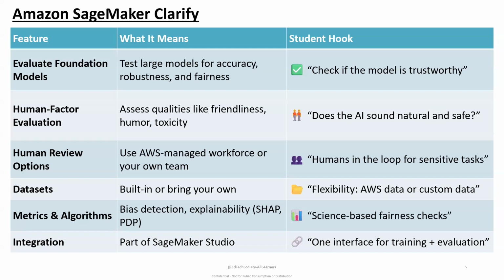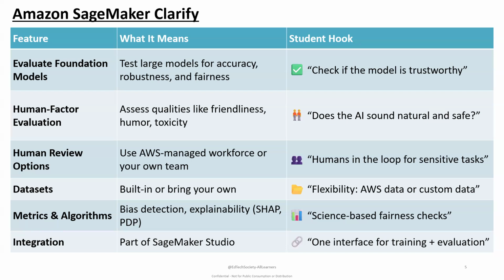For the human review option, you can use an AWS managed workforce or your own team, so human in the loop for sensitive tasks. Data sets can be built in or bring your own. You can have your own data sets. Metrics or algorithms, obviously bias detection, explainability, all these things are involved in Clarify. And for integration, it is also part of SageMaker Studio. We have one interface which can give the training, evaluation, everything.